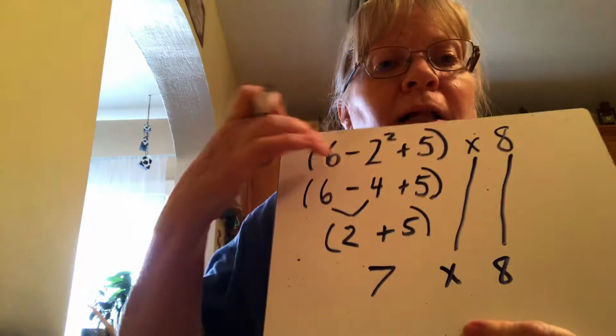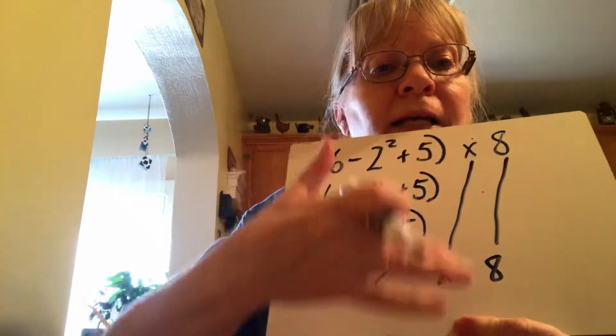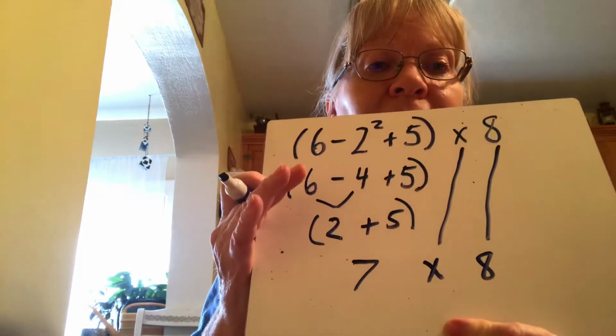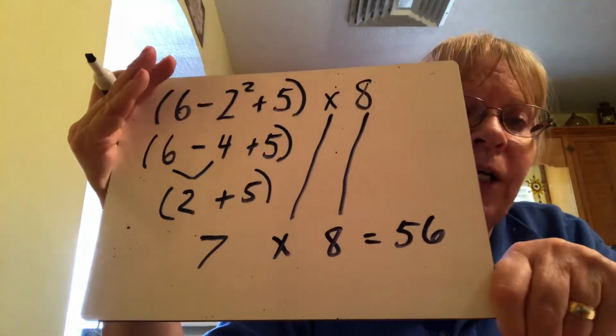Then I can bring the rest of this down, times 8. Okay, so all of this equals 7 times 8. 7 times 8 is 56. And that is your answer.